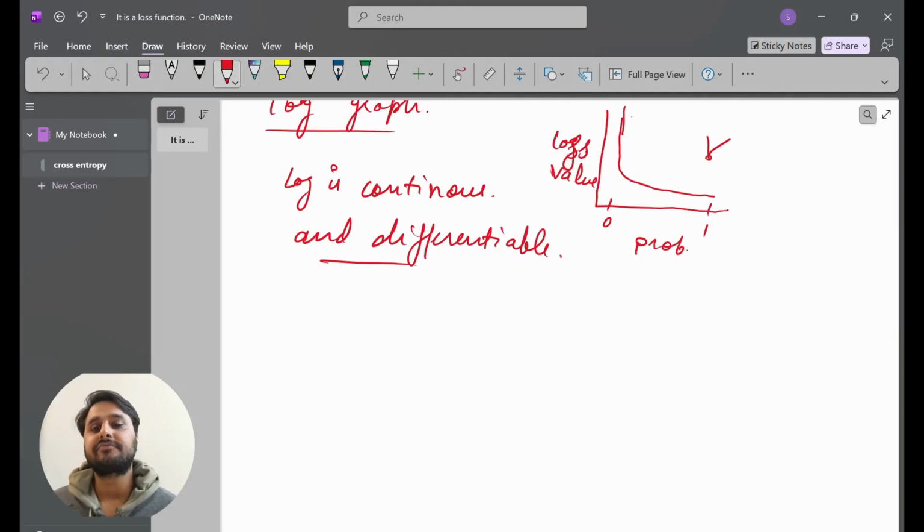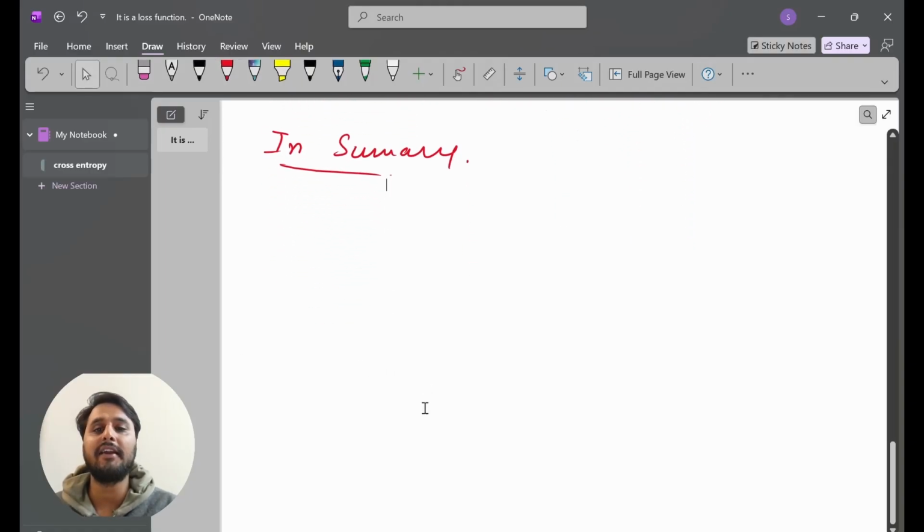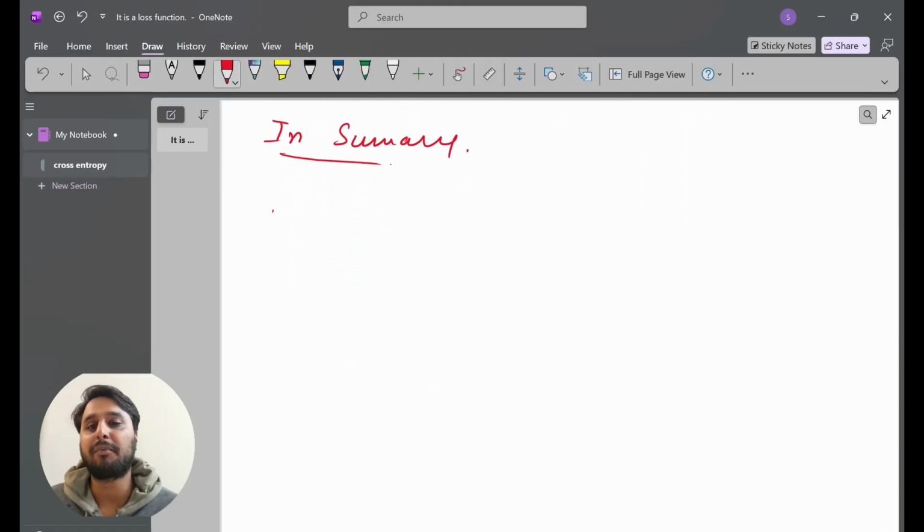So in summary, cross entropy tells us how far our probability distribution is compared to the true labels. Okay, I hope the concept of loss is crystal clear now, and now we are heading toward the back propagation concept.